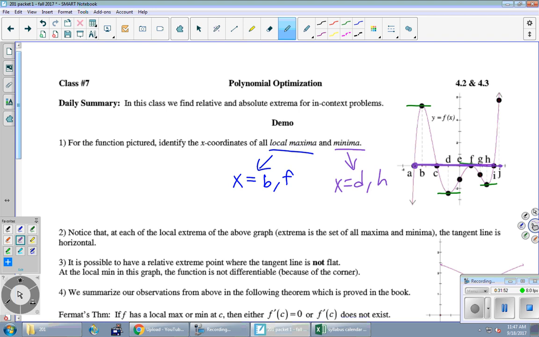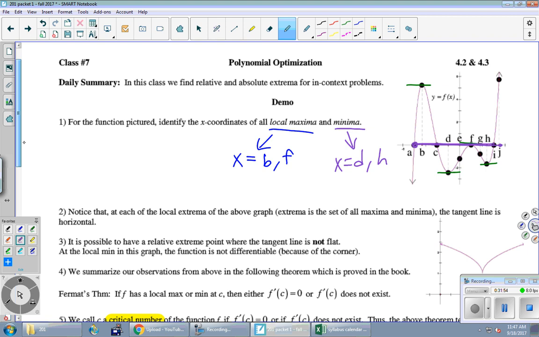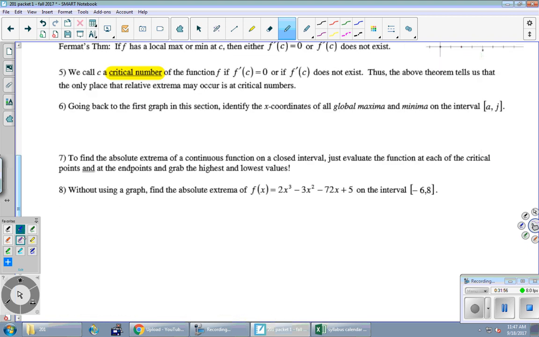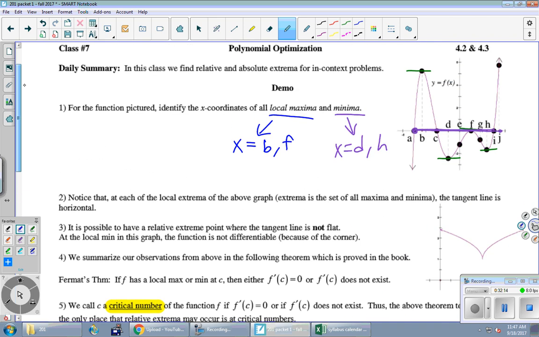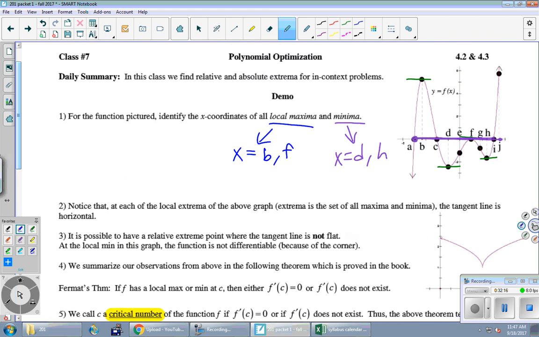Let's write down those coordinates. So what did we say? D and J, right? So the global max is at x equals J. That was the highest point. And the global min is at x equals D. And these two x values were important for entirely different reasons. D is important because it's a critical number. What's the derivative at D? It's 0, horizontal tangent line. So D is for sure an important point.